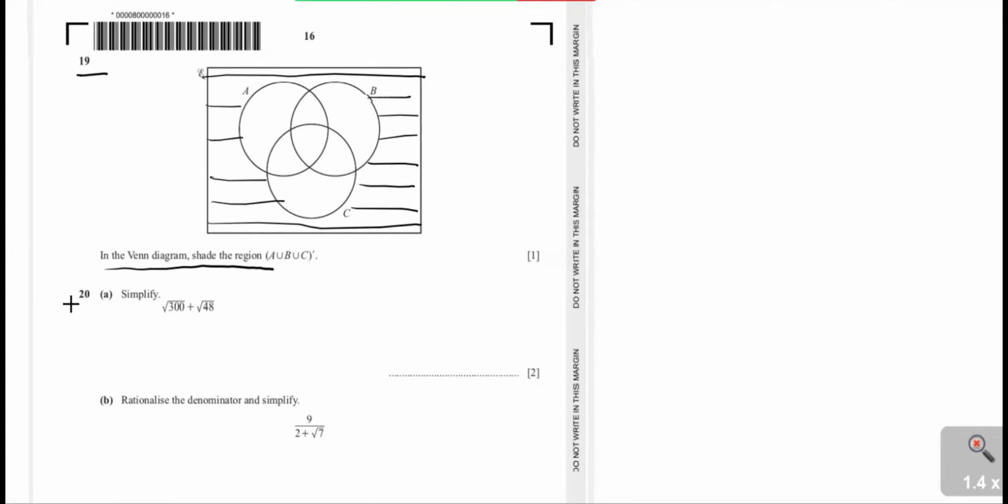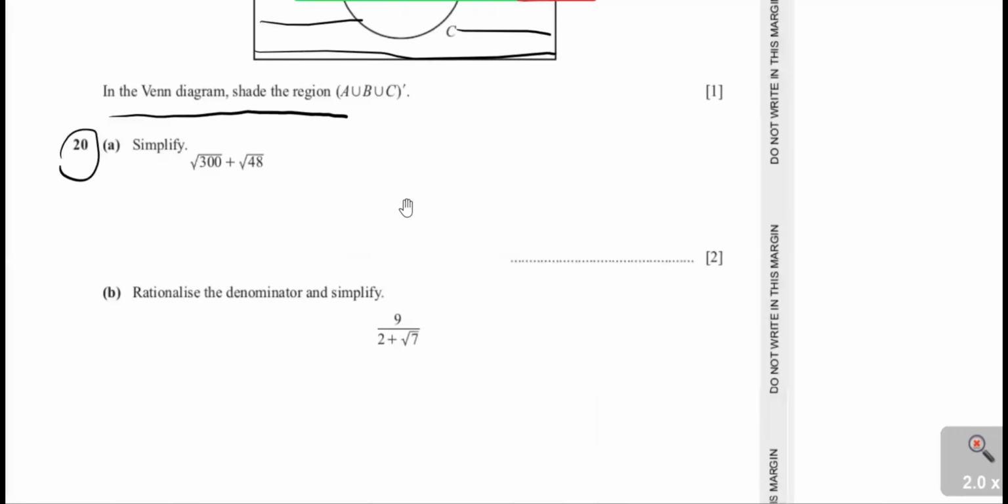And the next question number 20, part A, simplify square root 300 plus square root 48. We can write this as 3 into 100 square root plus 16 into 3 square root. Look here, the square root of 100 is 10. Therefore, we can write 10 square root 3, and the square root of 16 is 4. We write 4 square root 3.